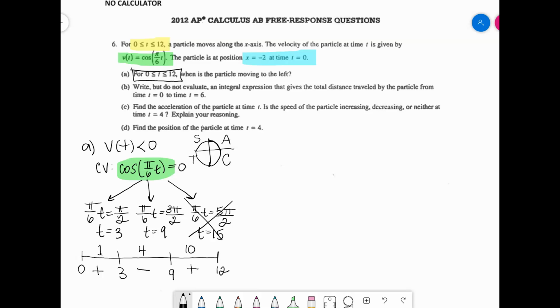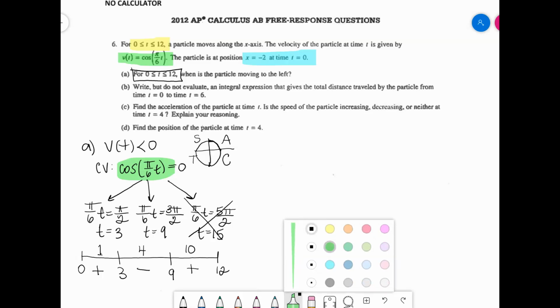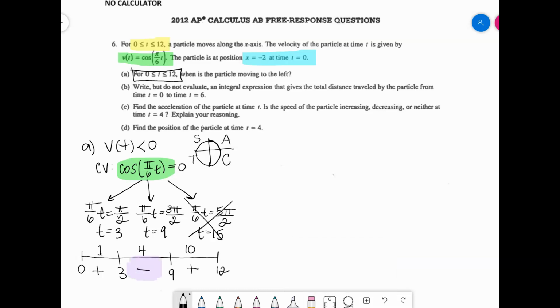So this question is asking for when is it moving to the left. So therefore it would be moving to the left over here. So it's moving to the left over the interval from 3 to 9 because velocity there is less than 0. So there we go. The velocity there is less than 0. And we have all of the work here to rationalize our answer.